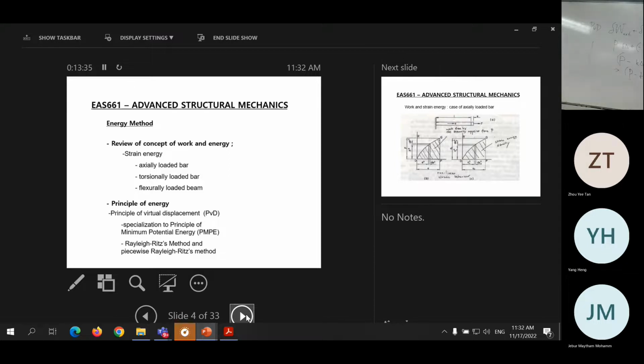Then in order to solve problems, we have a method that we call Rayleigh-Ritz method, which makes use of principle of energy to solve the problem. So we will see Rayleigh-Ritz method. This is a very common method for solving. Then we go next to piecewise Rayleigh-Ritz, where we divide the structure into parts, and each part we apply Rayleigh-Ritz method. Okay.